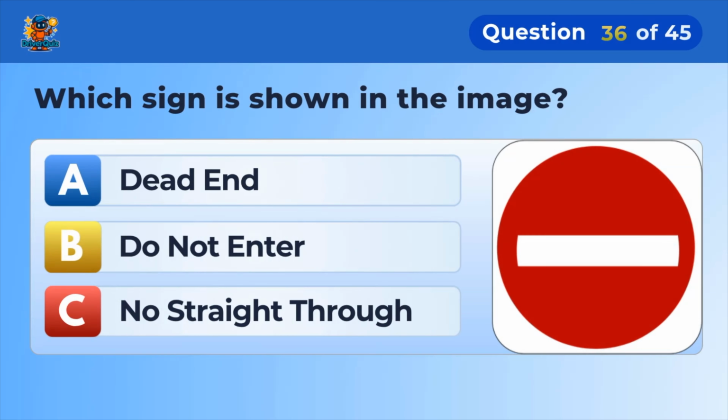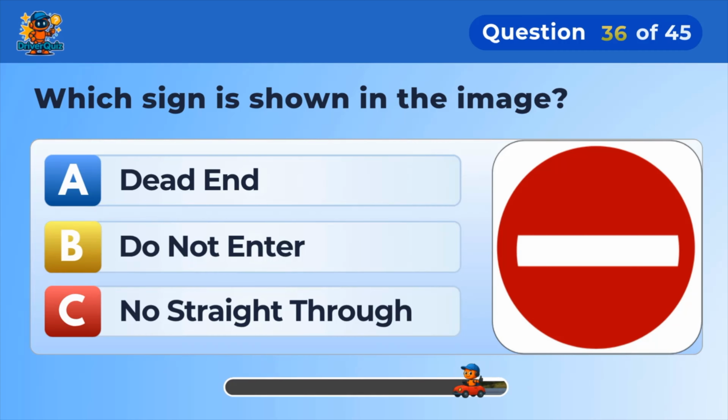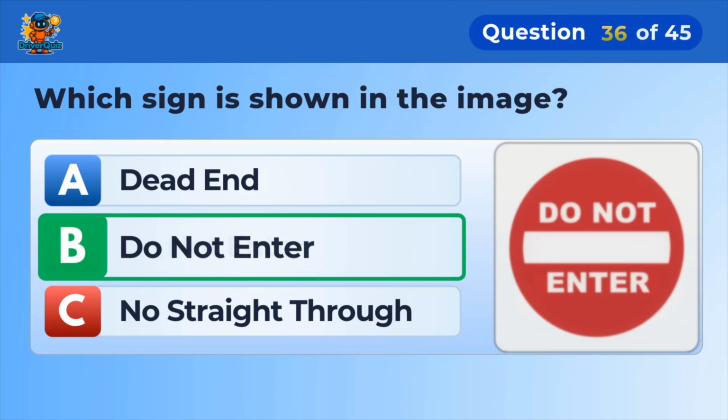Question 36. Which sign is shown in the image? A. Dead end. B. Do not enter. C. No straight through. Let's check it out. Do not enter.